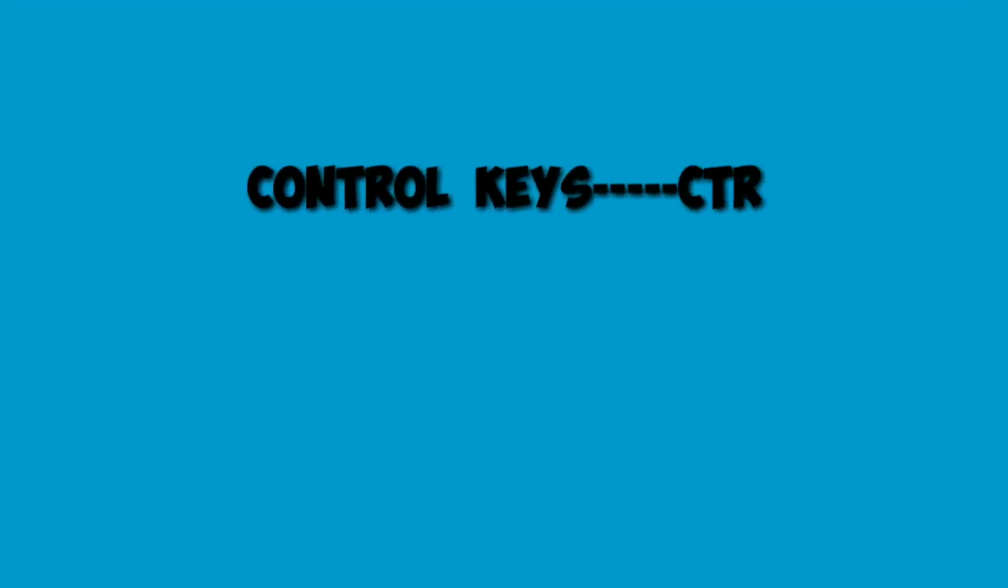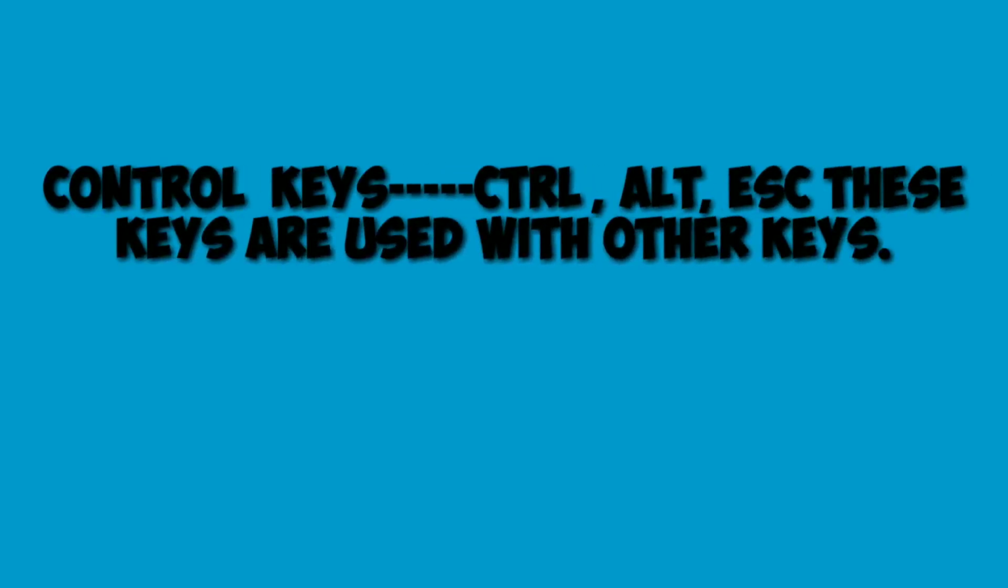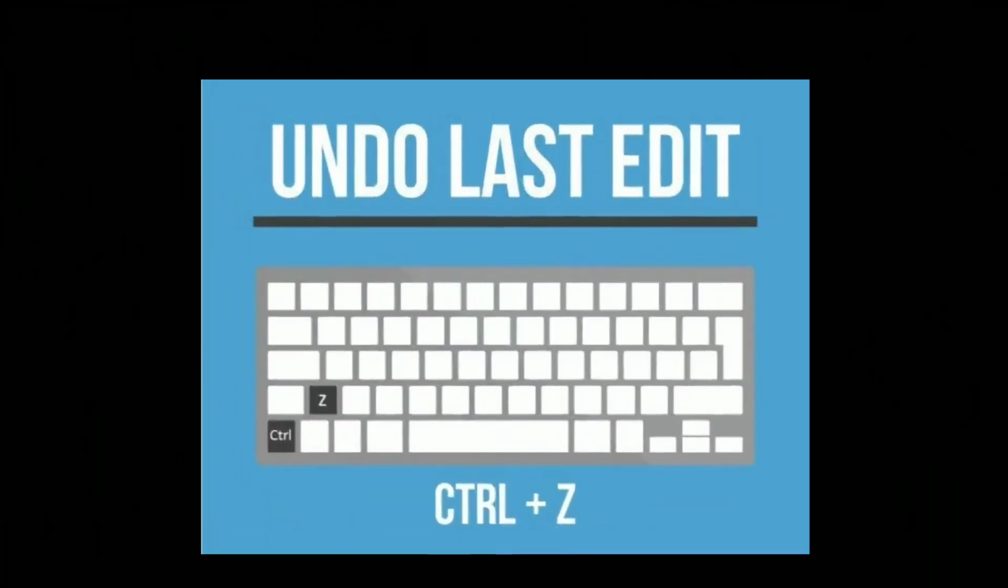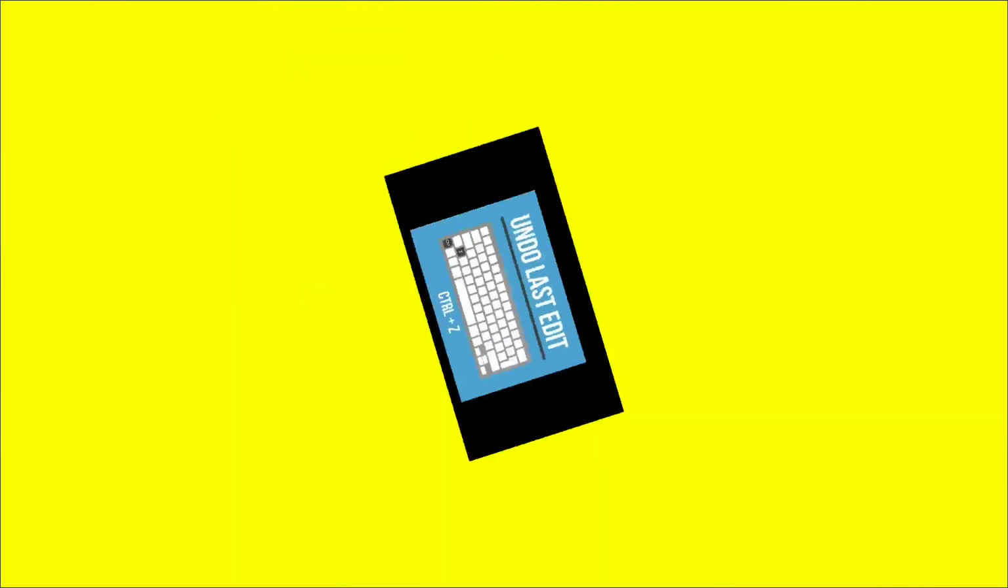Now I am going to tell you about control keys. These keys, on their own or in combination with other keys, perform certain particular actions. Like Control plus Z is used to remove your last action, whatever action you have done on the paint or the written matter, that would be removed.